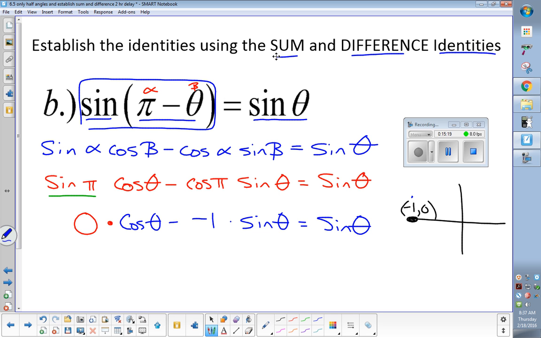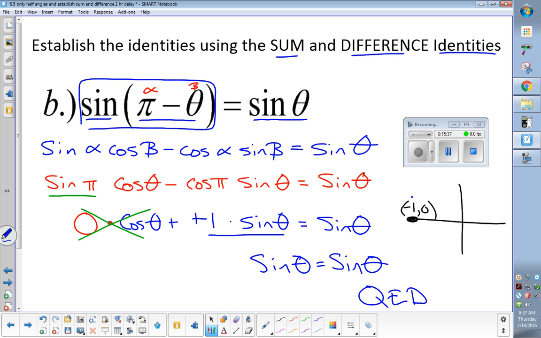0 times cosine, that cancels. It's minus a negative, so if it's minus a negative, that changes to plus. So 1 times sine is sine equals sine. QED. Done. Not too crazy of a lesson today, fairly straightforward on both parts. You just got to try it and see what's going on.